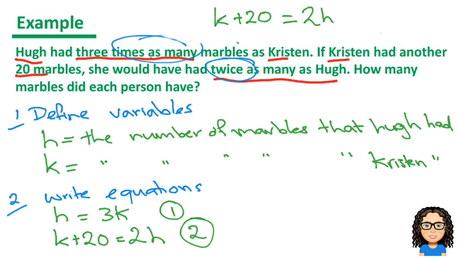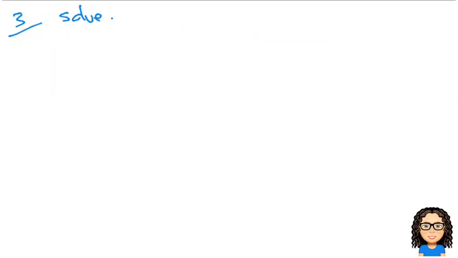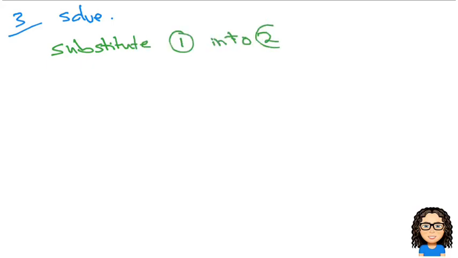Now, third step. First step was to define the variables, second step was to write the equations, third step is to actually solve it. So I can choose either the elimination or substitution method, whichever I personally prefer. When I look at this one, the first equation has h equals 3k. So this is already in a nice form for me to use substitution. So that's the method I'm going to choose for this particular one. I am going to substitute equation number 1 into equation number 2.